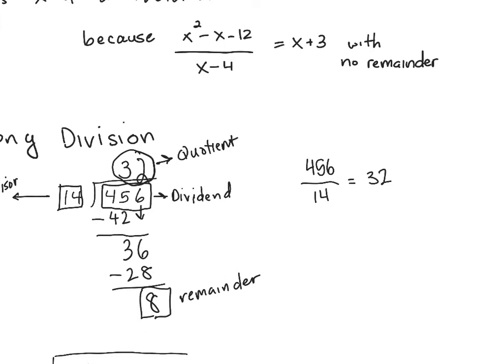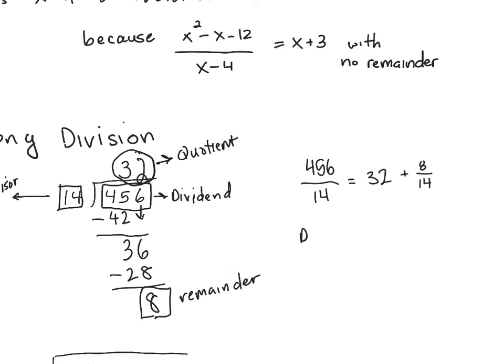And then as you got a little more sophisticated in your mathematical understanding, you said, well, it's 32 plus the remainder, which is 8, over the divisor, which is 14. So 456 divided by 14 is equal to 32 plus 8 over 14.